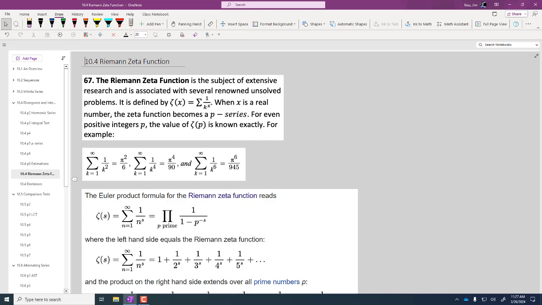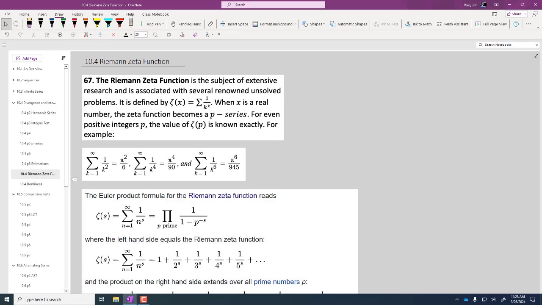It's this infinite series where we have k to the x. So zeta of x, x is the exponent there. So it's really just a p-series when x is a real number. When x is a real number, it's just a p-series. So bigger than 1 converges, less than or equal to 1 diverges. So that's an important part.